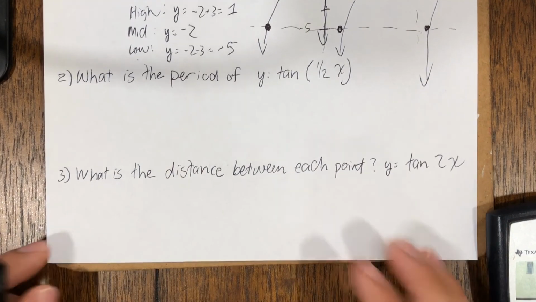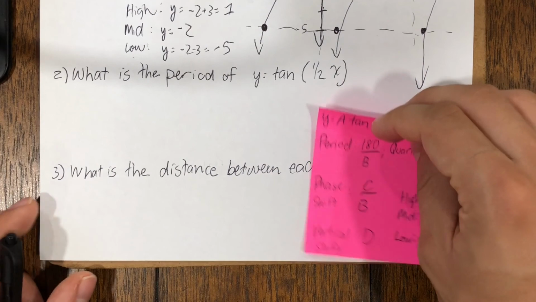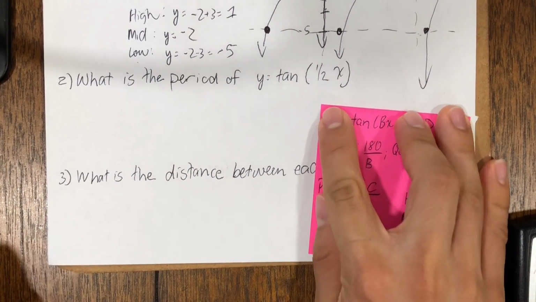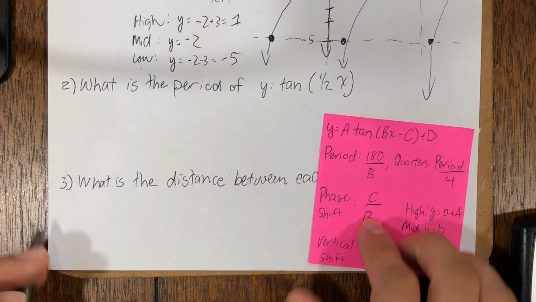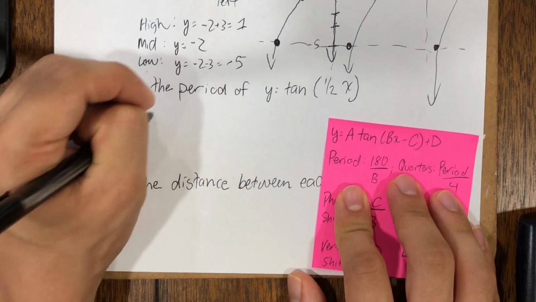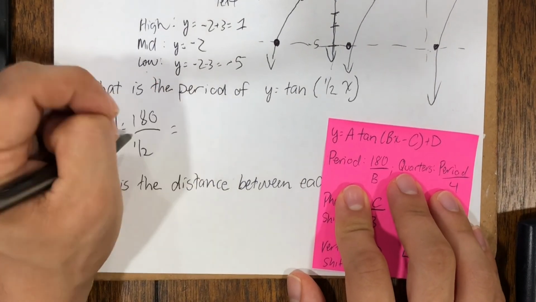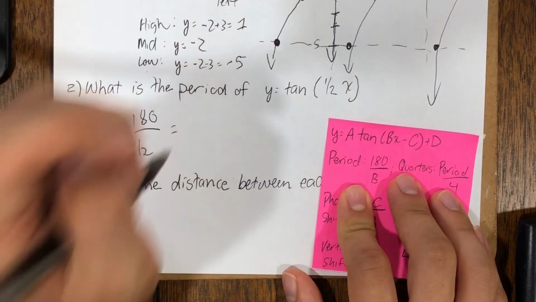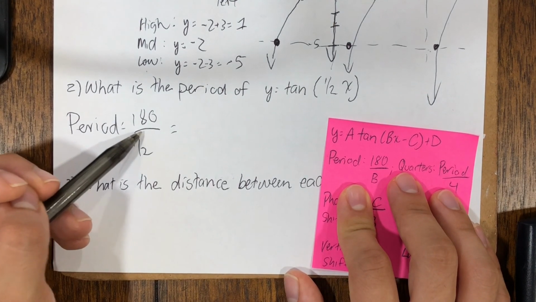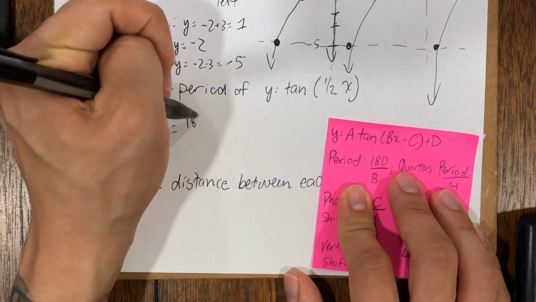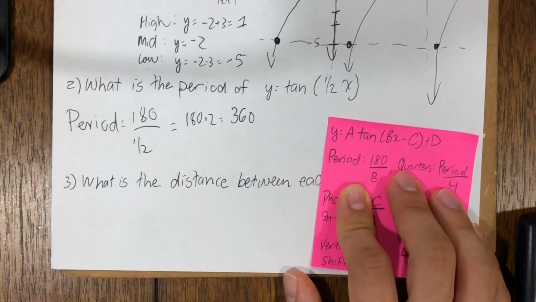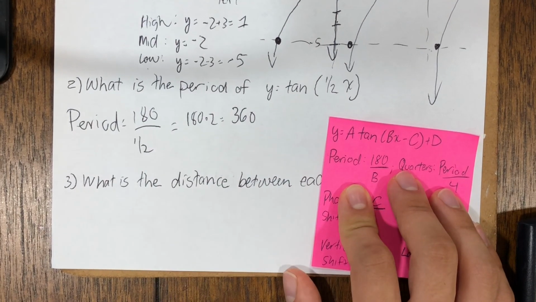So for number 2, we've got to figure out what the period is for this specific tan function. y equals the tan of 1/2 x. So what I'm going to do to figure out the period, you just take 180, divide that by 1/2, and since I'm dividing a whole number by a fraction, I'm going to do keep, change, flip. Keep this, change division into multiplication, and flip the fraction. So I have 180 times 2. Multiply those two, I get 360. So the period for this one would be 360.